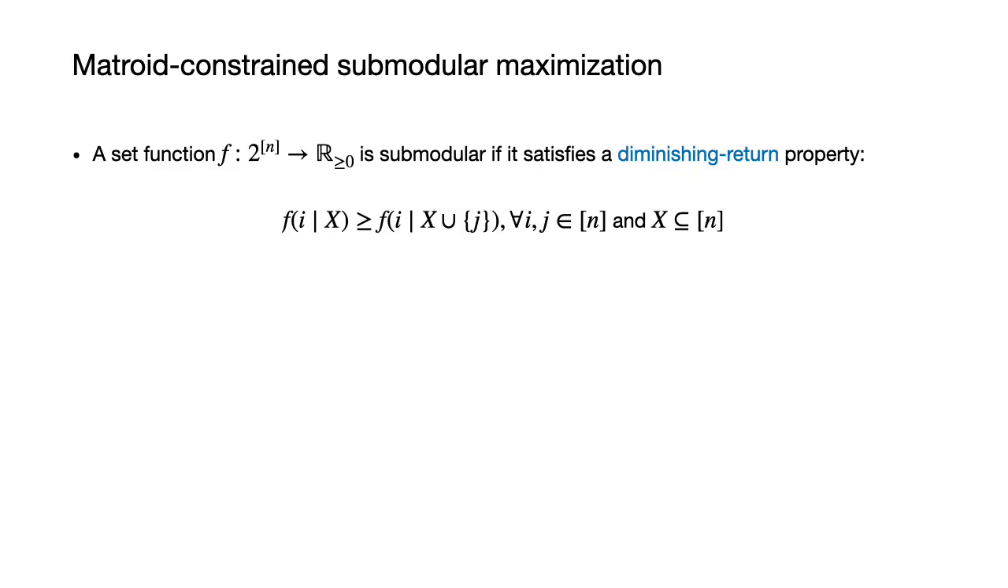In this paper, we consider Matroid constraint submodular maximization. It's one of my favorite problems because it covers two of my favorite subjects, submodular function and Matroid. A set function is submodular if it satisfies a diminishing return property. Basically, it says the marginal value of an element to a subset can only decrease if we add another element to that subset. For example, imagine you are having your lunch and you are eating a burger.